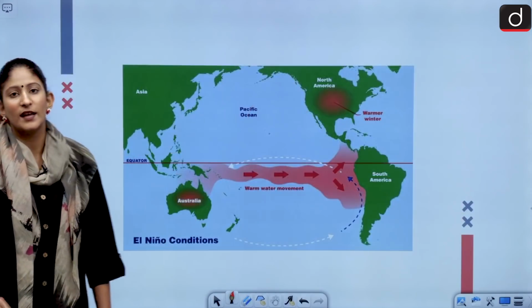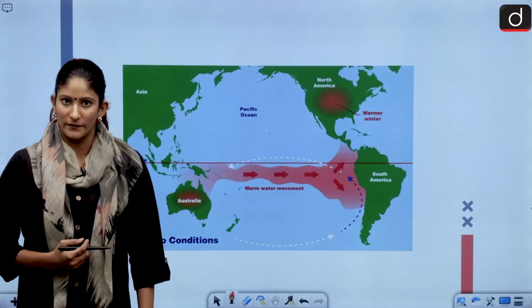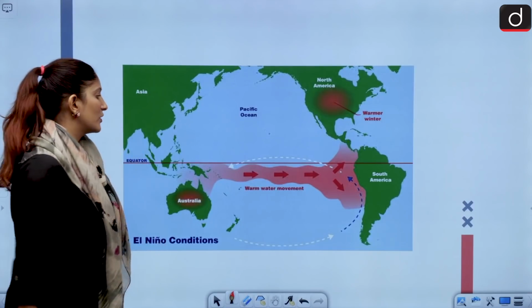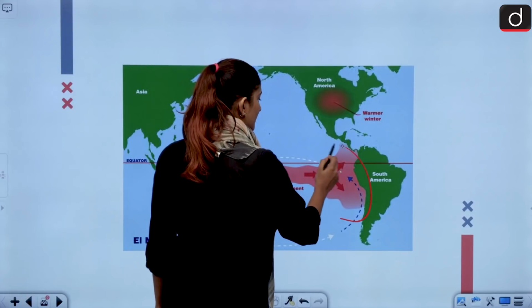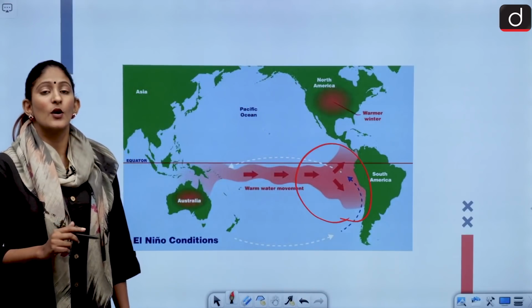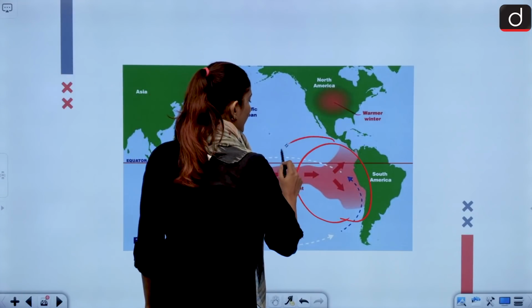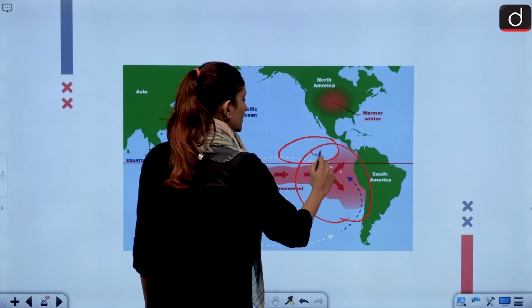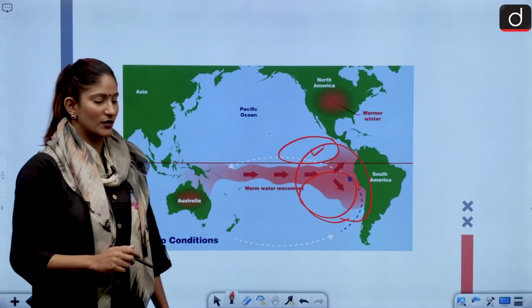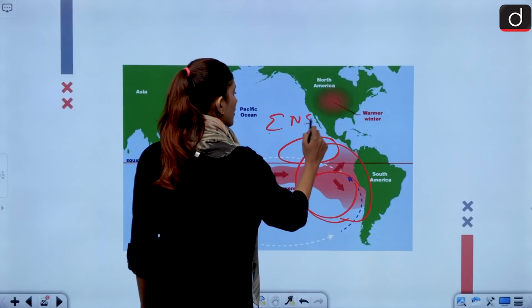Let's talk about El Nino. El Nino in Spanish means the little boy. It means the warming of the eastern tropical Pacific Ocean, that is this entire region, and it works simultaneously with the southern oscillation. That means the change in the atmospheric pressure will work along with the change in the temperature of the ocean. That is why this is a part of the larger system of El Nino Southern Oscillation.